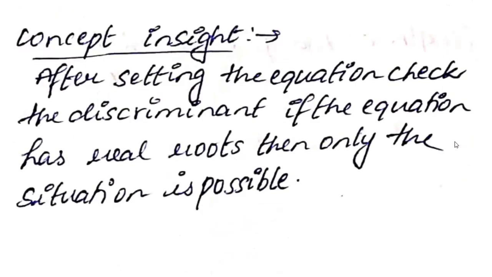The concept here is, after setting the equation, check the discriminant. Basically we have to check the discriminant and find whether real roots are possible or not. So one more step you can add. You can just solve for the discriminant and then you can proceed. No problem. This works out, right?